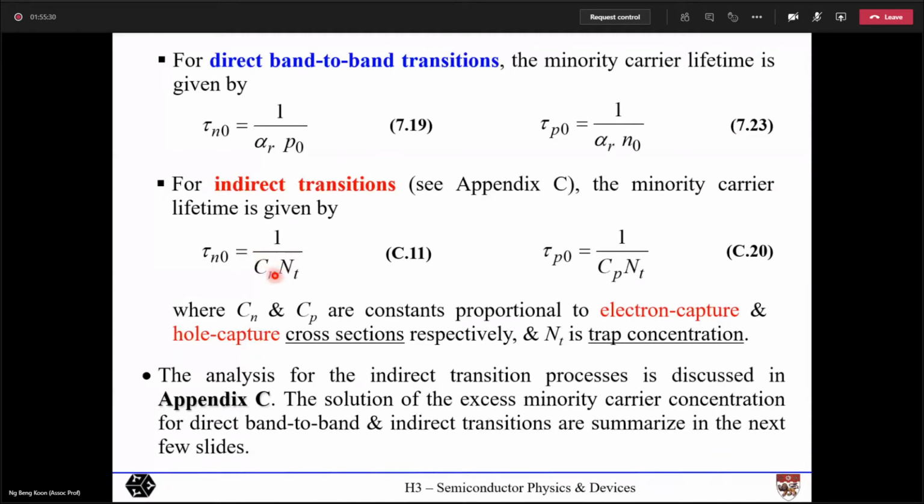here, which is called, in the case of electron, the electron capture cross-section. The hole one is called the hole capture cross-section. This cross-section basically refers to a probability. It is used to quantify the probability that the transition will go through the traps. So you can think of this as a probability term.